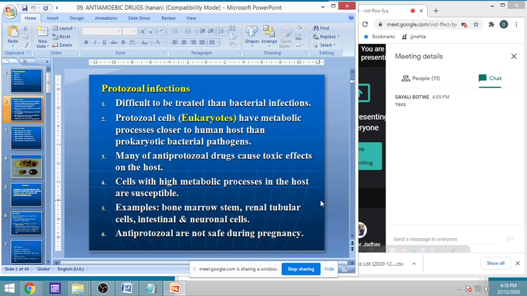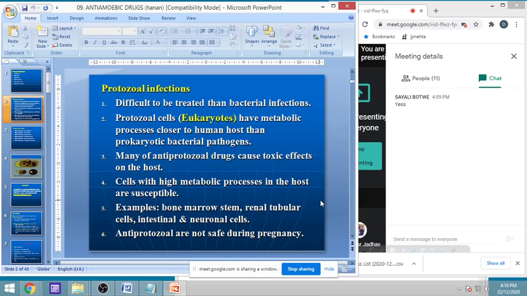So these all protozoal infections, whatsoever they are, are more difficult to treat than bacterial infections. Why? Because there are more metabolic processes which are closer to the human host. So far, in all antibacterial drugs, whatsoever process we are doing, we are trying to affect the metabolism of bacteria, and we have seen that it is significantly different from human beings. Therefore, all the drugs which we have used had comparatively more specificity towards the pathogenic organism than the host, and therefore we could see minimal adverse effects.